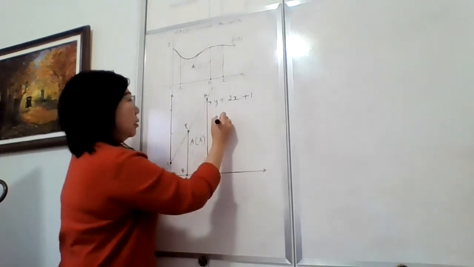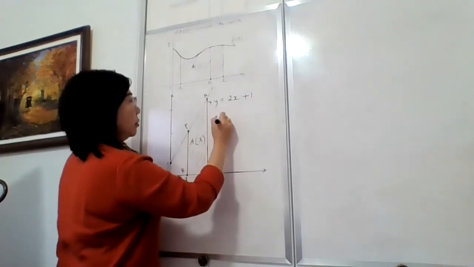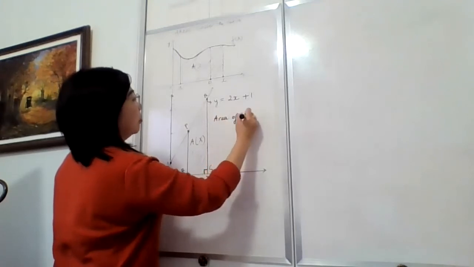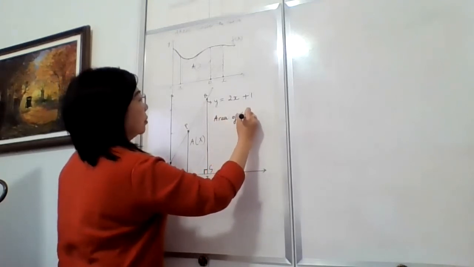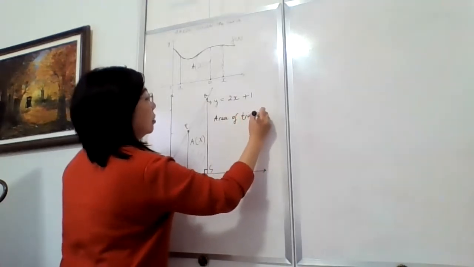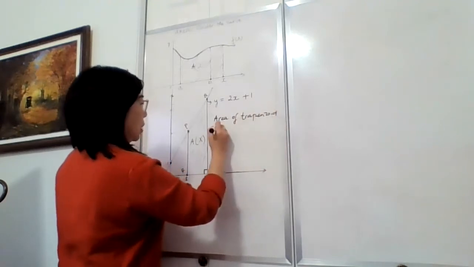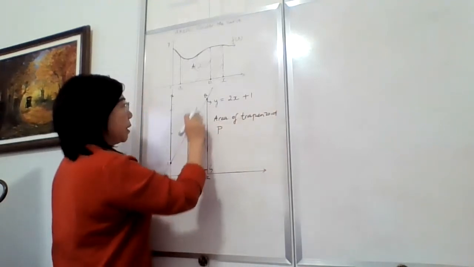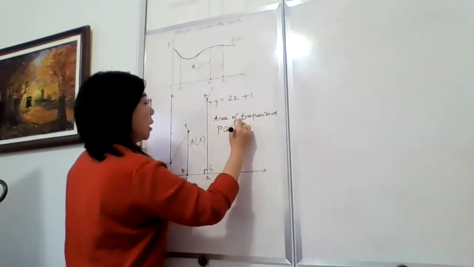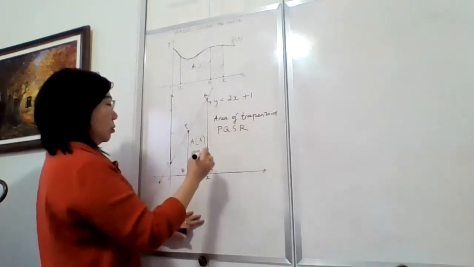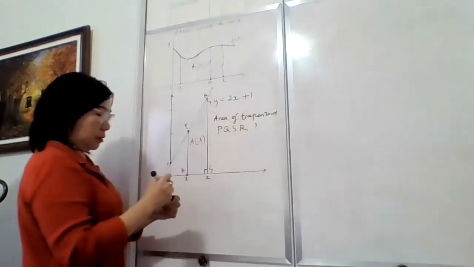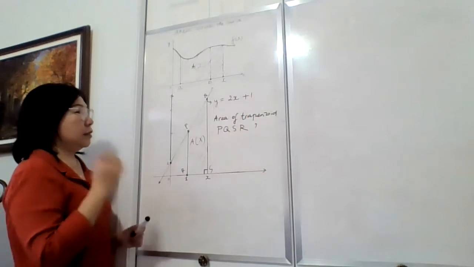A stands for area, or just say area of trapezoid, and I name this trapezoid PQSR. So how do we find the area of this trapezoid? The question is, how do we find it?